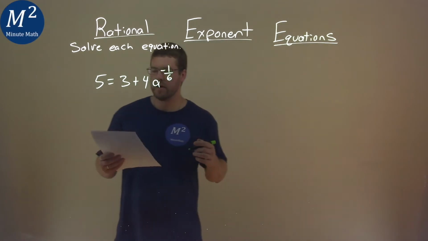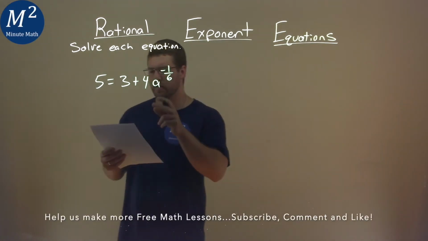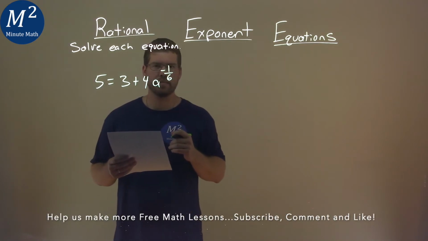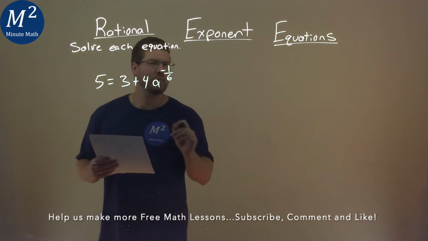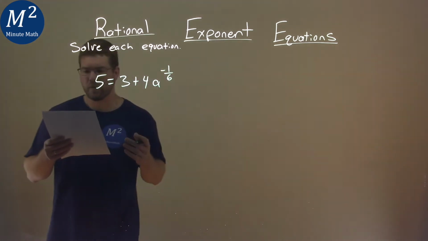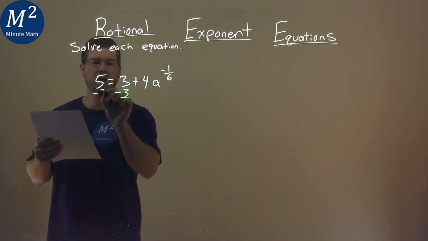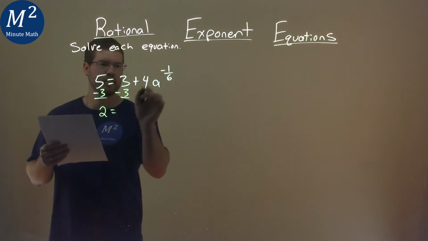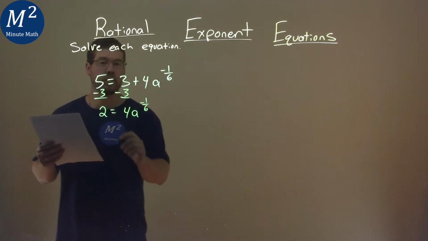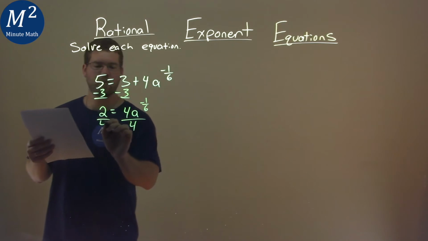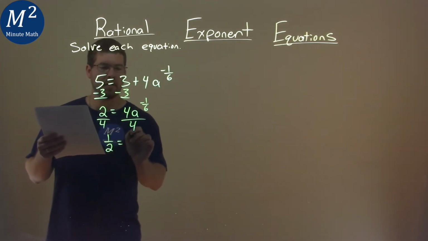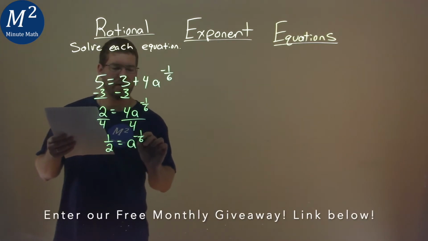We're given this problem right here. 5 equals 3 plus 4a to the negative 1/6 power. I'm going to solve this equation. Remember, the negative 1/6 power is just to the a, and we want to get a by itself. So we kind of start in reverse order here. We subtract a 3 from both sides, and 5 minus 3 is a 2. Bring down the 4a to the negative 1/6 power. Opposite of multiplication is division. Divide both sides by 4, and we have 2 divided by 4 simplifies to be 1/2, and we have a to the negative 1/6 power.